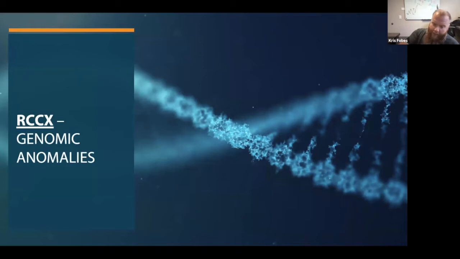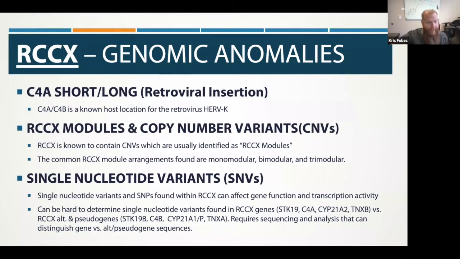Another big question I get about RCCX is the different types of genomic anomalies that we see. Obviously I talked about C4A short and long. It's the retroviral insertion in the ninth intron of C4A. That's something we look for. RCCX modules and copy number variants. This is the genes within the RCCX module duplicating on the chromosome. I will show you a little image of that later.